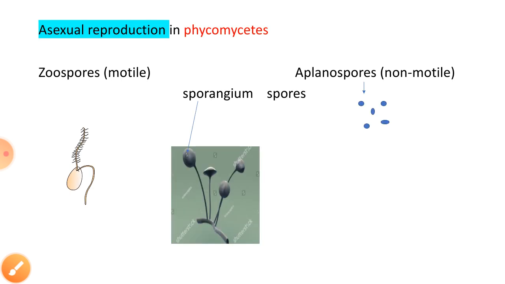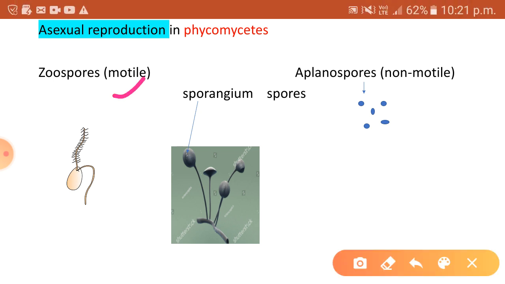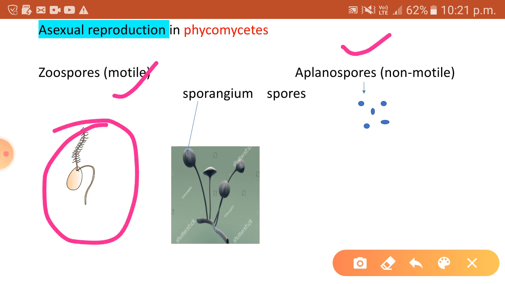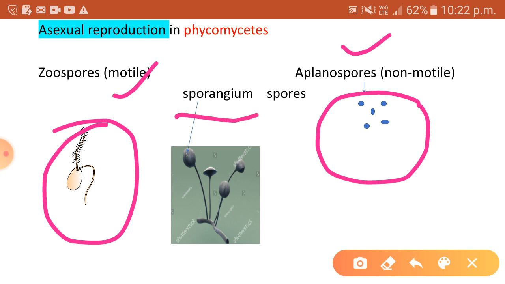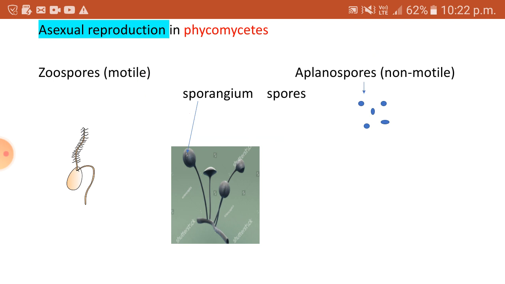Asexual reproduction in Phycomycetes involves production of asexual spores such as zoospores and aplanospores. Zoospores are motile, while aplanospores are non-motile. Spores are formed endogenously, meaning produced inside the structure called sporangium. When the spores mature, the sporangium breaks open and releases the spores, and each spore will germinate into an individual fungal hypha.